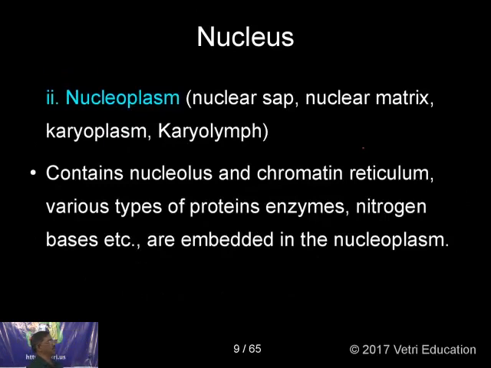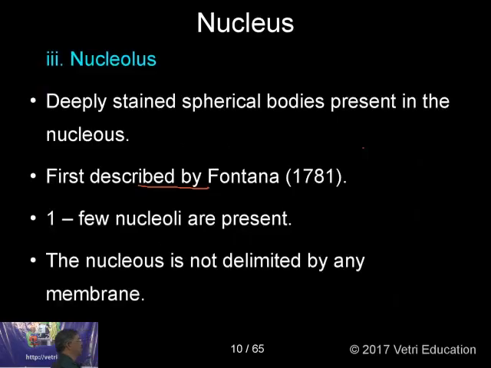Next is the nucleoplasm. It is also called the nuclear sap, nuclear matrix, karyoplasm or karyolymph. These are synonyms of nucleoplasm, and it contains the nucleolus and chromatin reticulum. Various types of proteins, enzymes and nitrogen bases are embedded in the nucleoplasm. The nucleolus is a deeply stained spherical body present in the nucleus. Generally one or a few are present. The nucleolus was first described by Fontana in 1781. There may be one to few nucleoli in each nucleus. The nucleolus is not delimited by any membrane, which you have to remember.